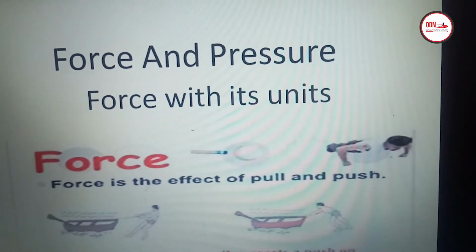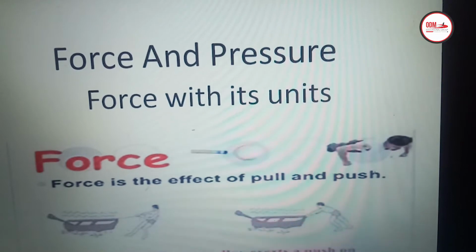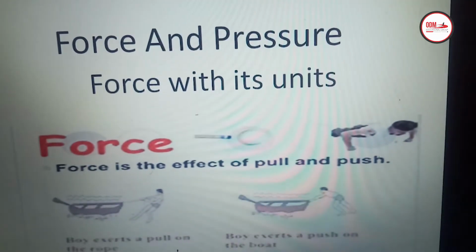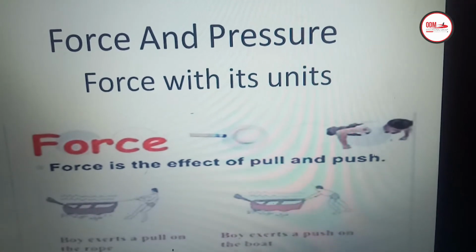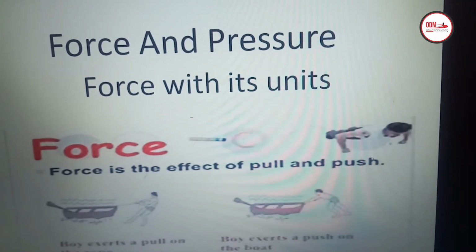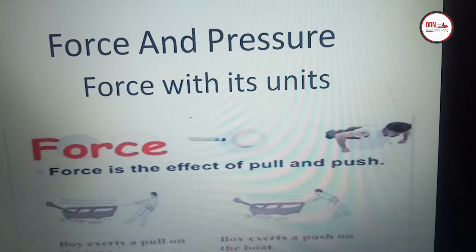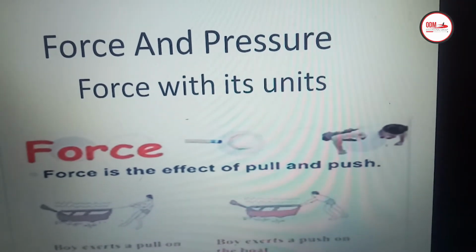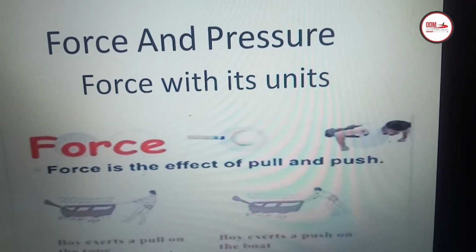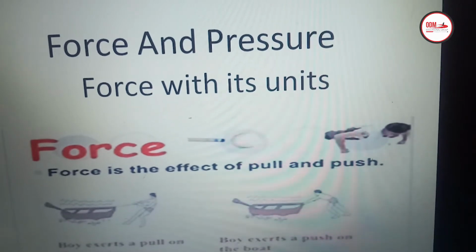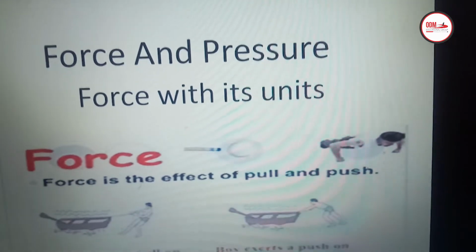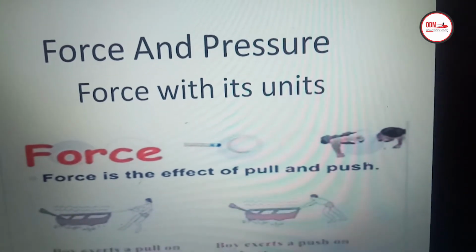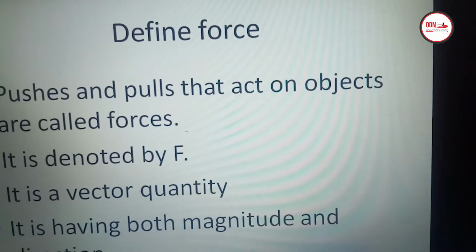Children, as you all can see in the figure, force is the effect of pull and push. In the first figure, a boy exerts a pull on the rope, and in the second figure the boy exerts a push on the boat. So this pull or push, they are combinedly called force. So we can define force as the effect of pull and push.